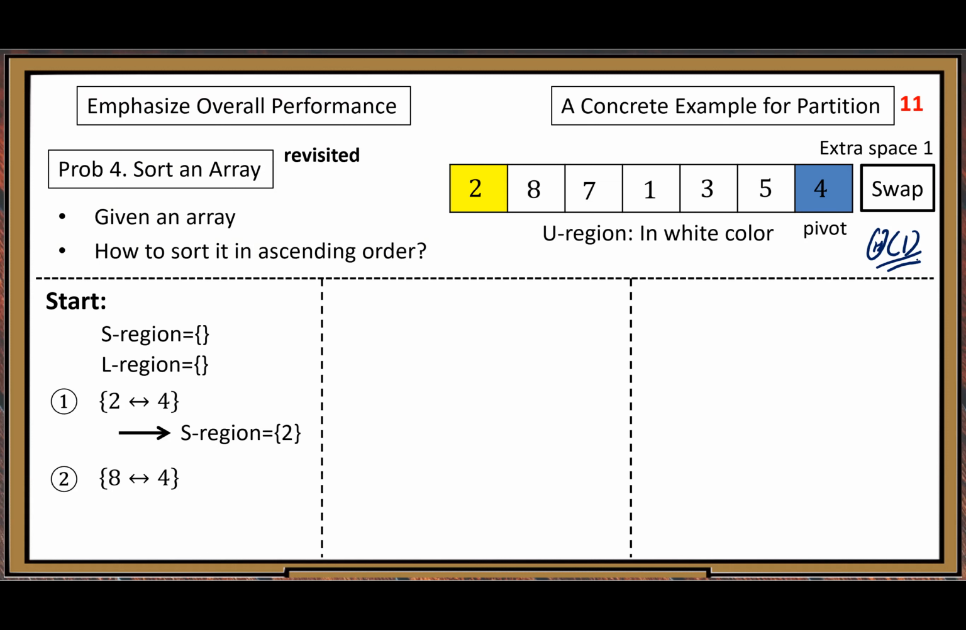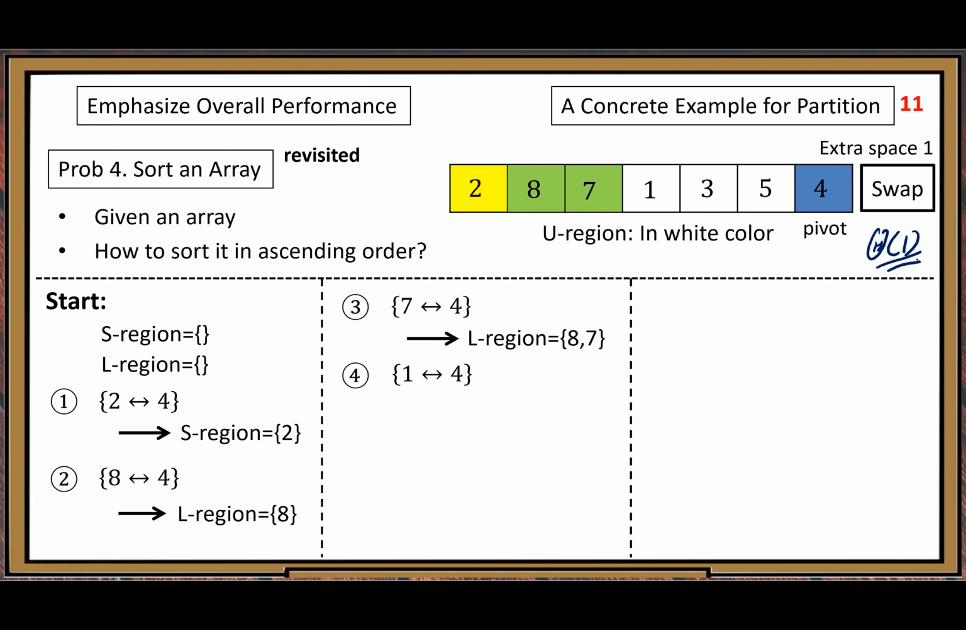The second element, 8, we compare 8 with 4. It is greater than 4, so we should put it in the L region, and here I use the green color. So now we also grow the L region. Next element, 7. It's greater than 4, so we should put it in the L region, and then we grow the L region.